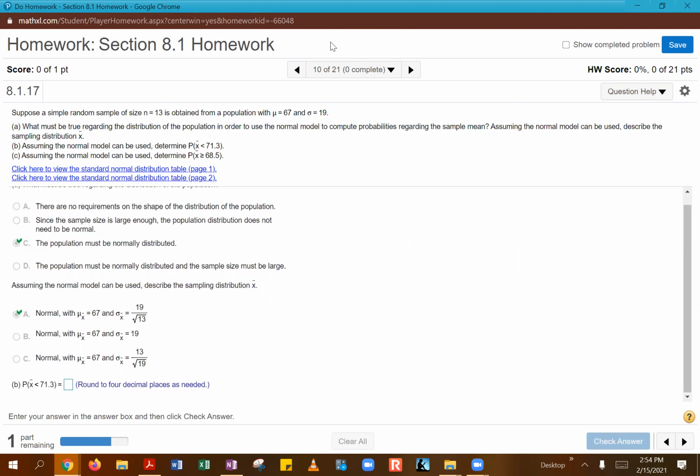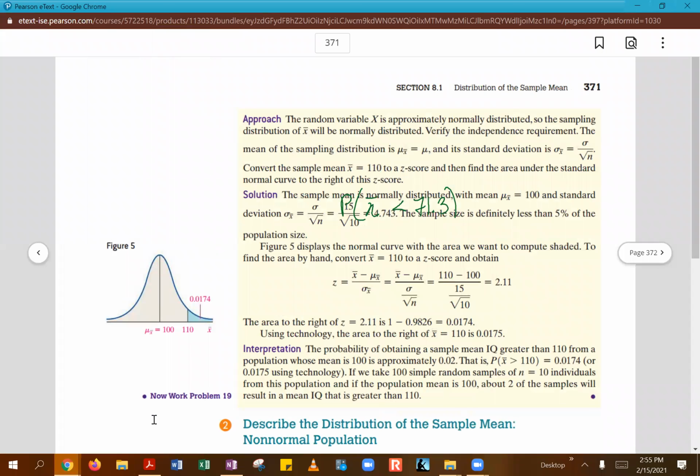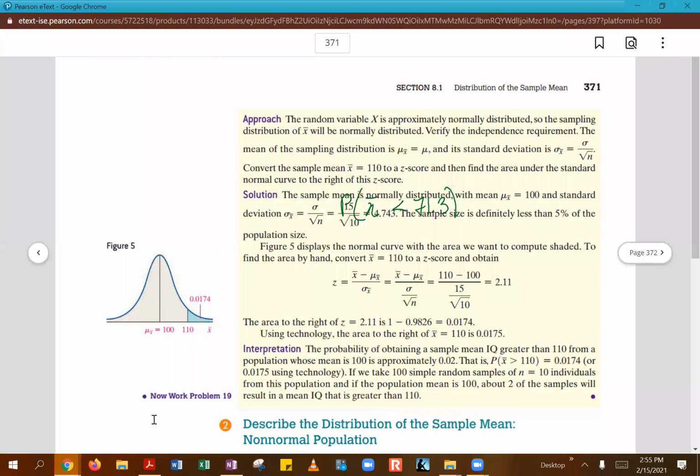Alrighty, then we get into the calculation part. So this one you can see is given to us as P of X bar is less than 71.3. Okay, I'm going to show you from the textbook page again. So it's actually going to be this formula that you're seeing down here, but just a little modified. I like this example, how they're showing you over here, but what we are interested in is this guy right over here.